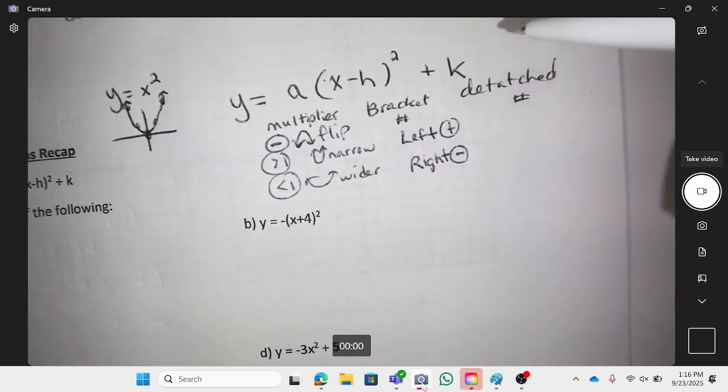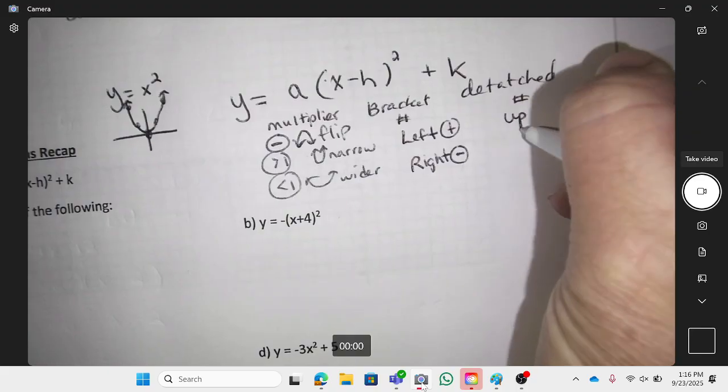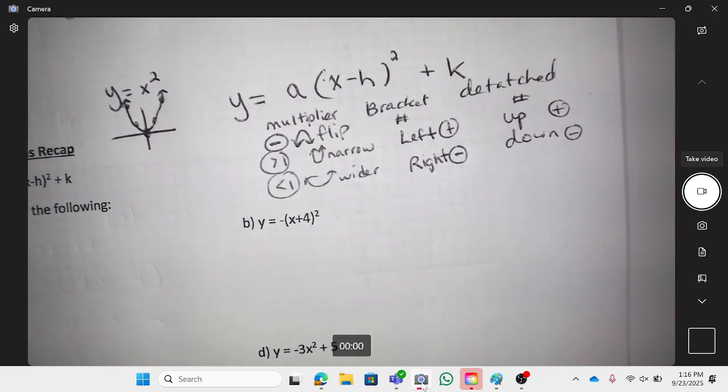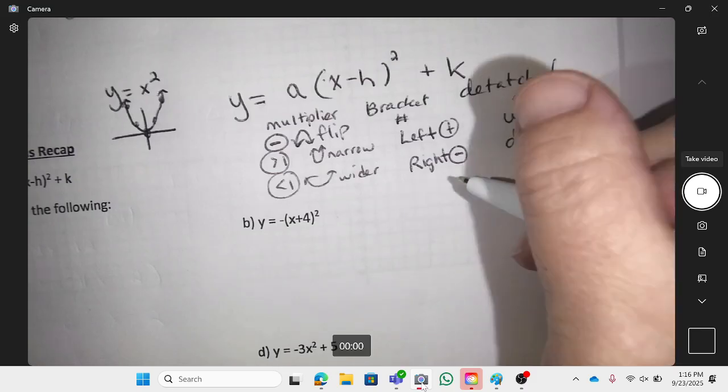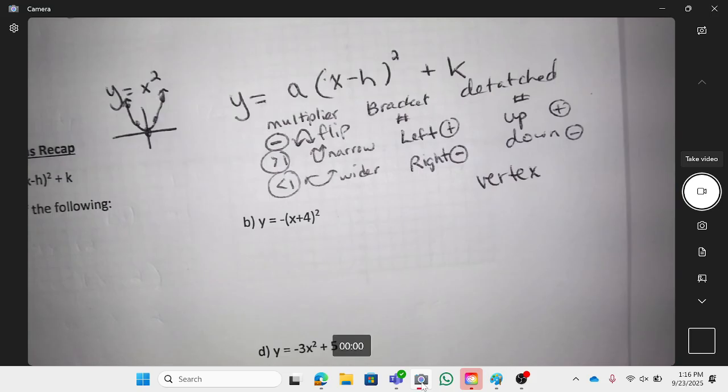And then the detached number moves it up or down. Okay, but that's the same brain mode. So what does the bracket number do again? Left or right, horizontally shifts it. Like this, we'll move somewhere that way, right?